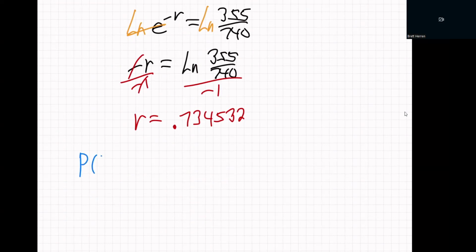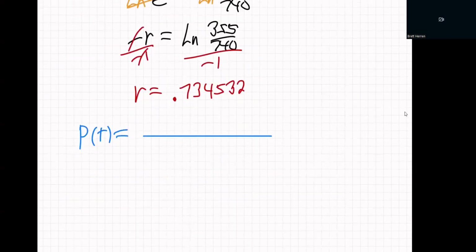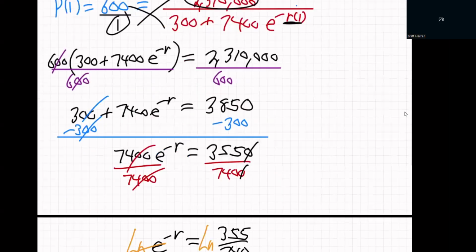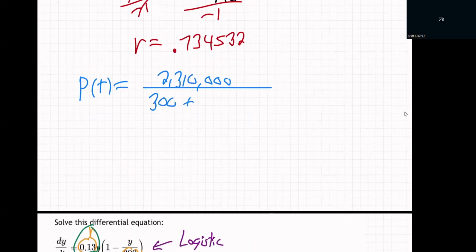So we had the solution, P of t equals, I'll show you what I mean. We had it right here: 2,310,000 over 300 plus 7,400 e to the minus, and then r right there, 0.73452, a little bit better, t. So there it is. That's the same. We just found out what r is. And so there we go.